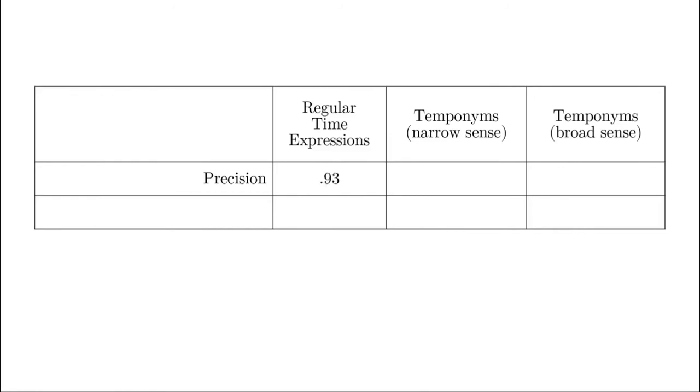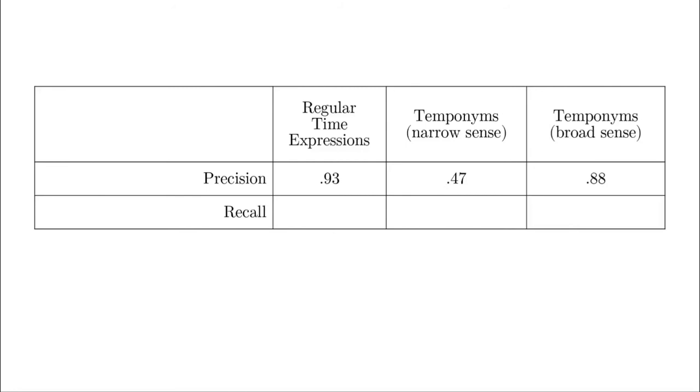And we get these numbers for regular time expressions. These are 0.93, so 93% of the time expressions identified by the parser actually were time expressions. For temponyms in a narrow sense, we only get 0.47, but that is mostly due to the fact that temponyms in the broad sense were identified as temponyms, and if we count both types of temponyms, we get a precision performance of 0.88.